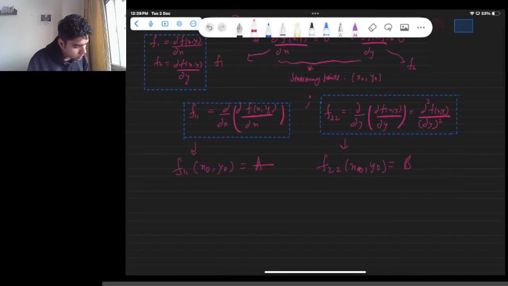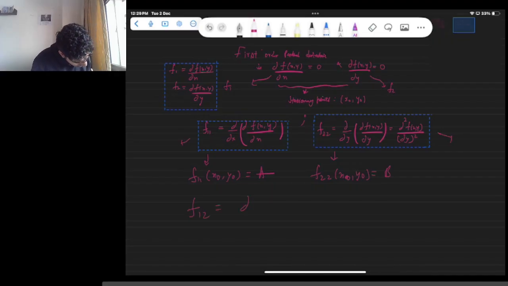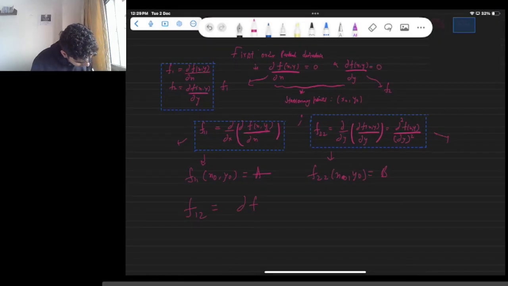Now one more thing. This was the second order partial derivative with respect to x. This was the second order partial derivative with respect to y. Now the cross partial derivatives are del f(x, y) by del x with respect to del y.